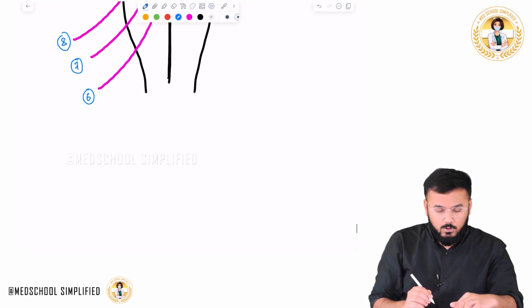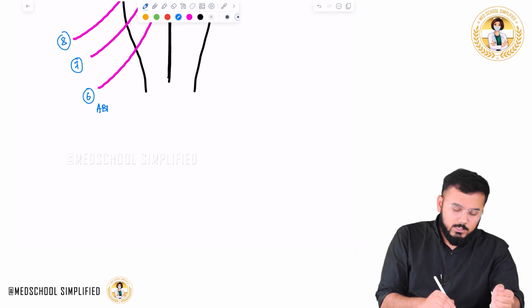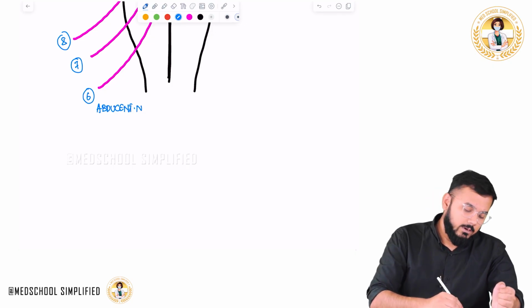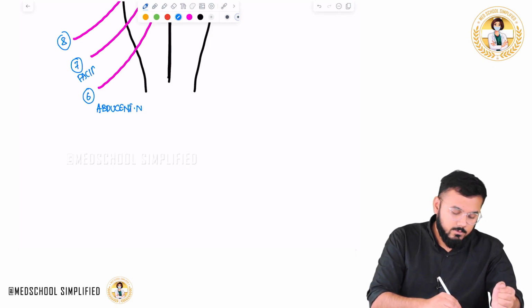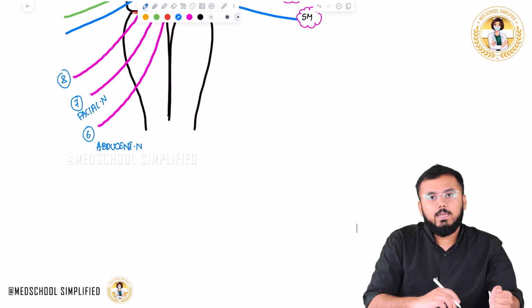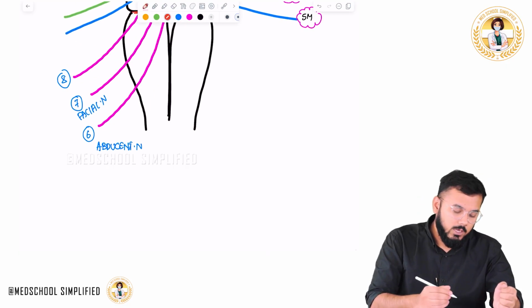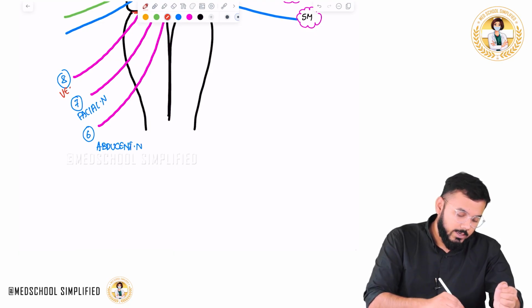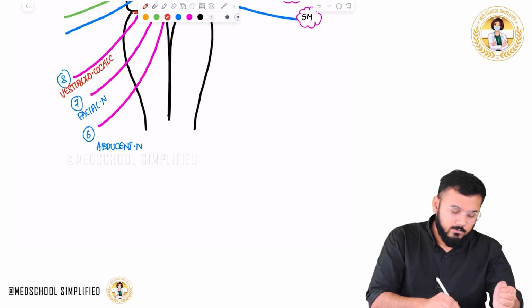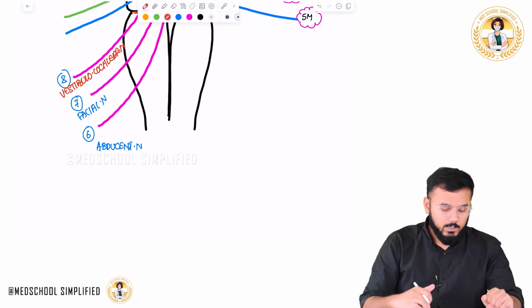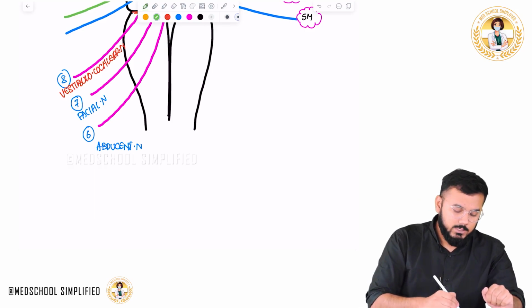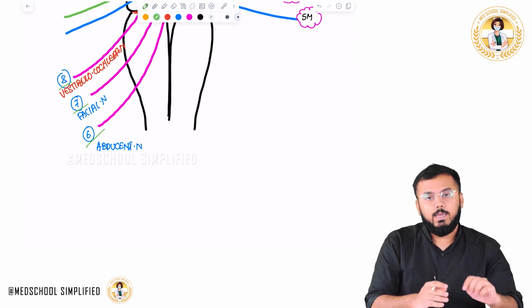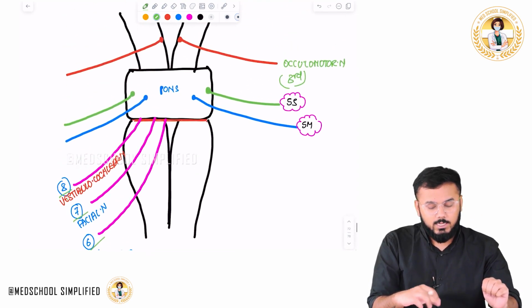What is your 6th cranial nerve called? The 6th cranial nerve is called the abducent nerve. The 7th cranial nerve is called the facial nerve. And finally, the 8th pair of cranial nerve, you call it the vestibulocochlear nerve. So you have three pairs of cranial nerves, the 6th, 7th, and 8th pair. These are the three cranial nerves.